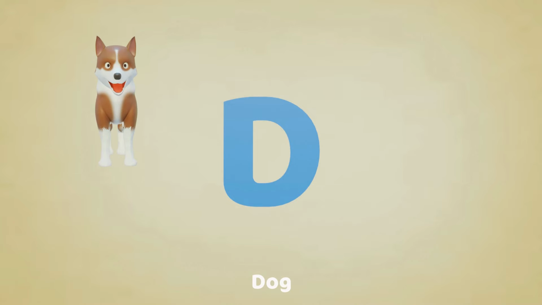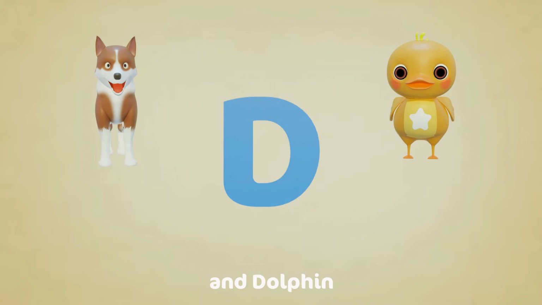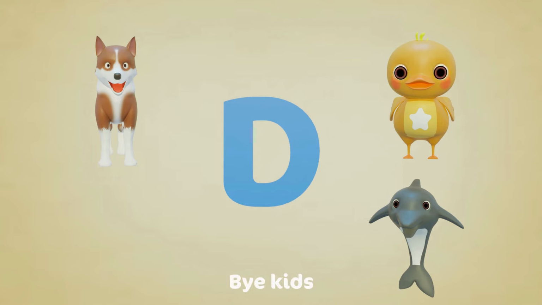So, kids, how many words we learned today which starts with the letter D? D is for dog, duck, and dolphin. Bye, kids.